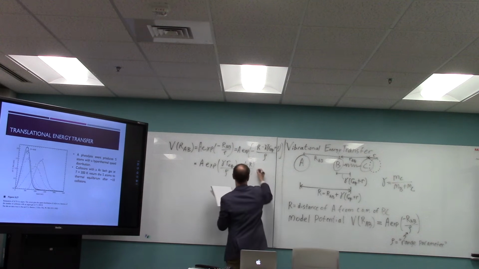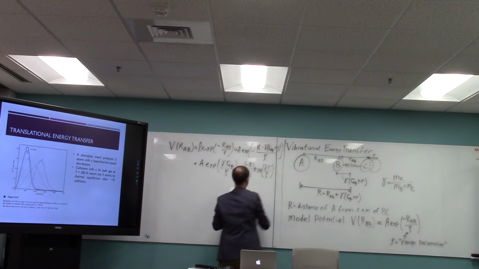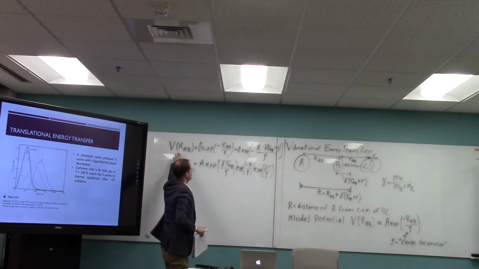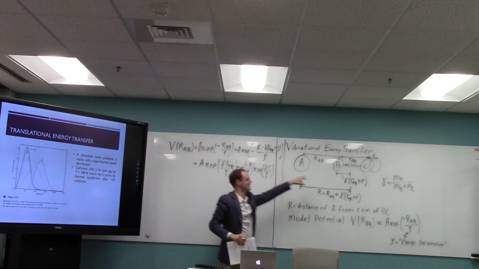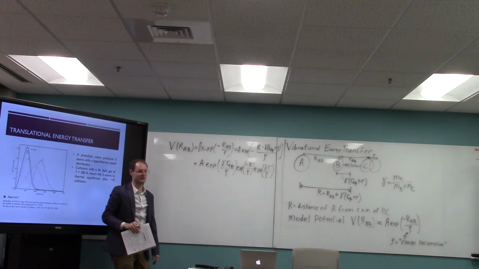molecule, and then times exponential of gamma times little r over rho. So this factor here basically gives how the potential depends on the bond length of the BC molecule, right? Displacement of the BC bond length from its equilibrium.